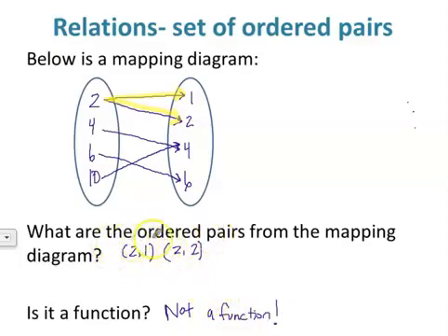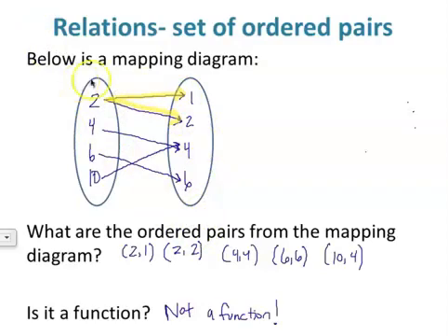Let's continue and write all the ordered pairs. What would be the other ordered pairs? Well, 4 and 4. We've got 6 linked with 6, and we also have 10 linked with 4. And because we had our input 2 with 2 different outputs, we determined this was not a function.